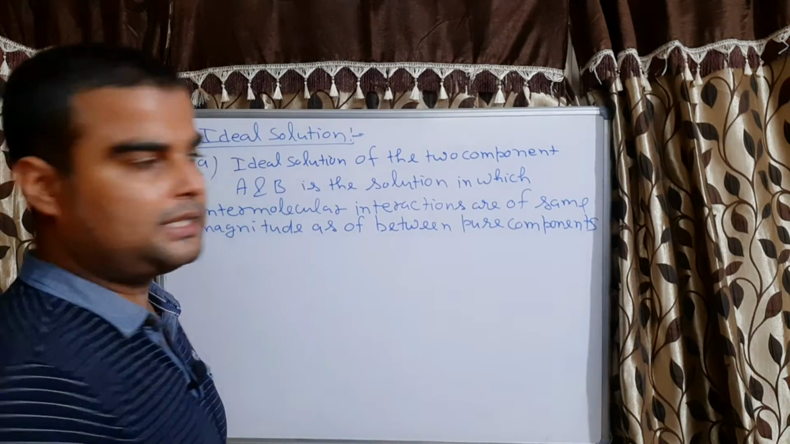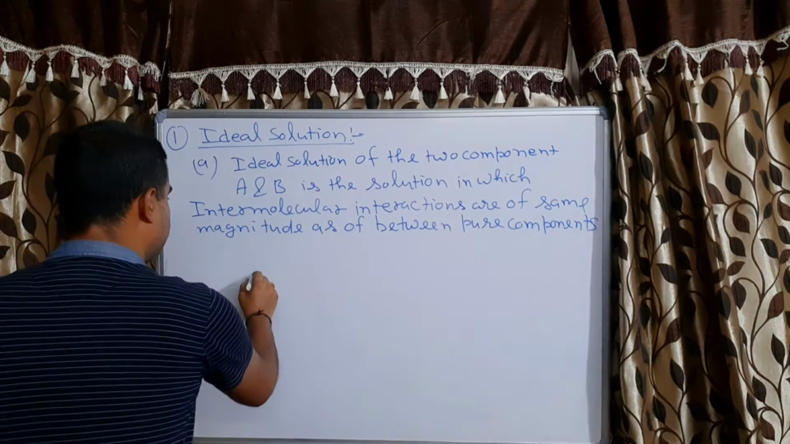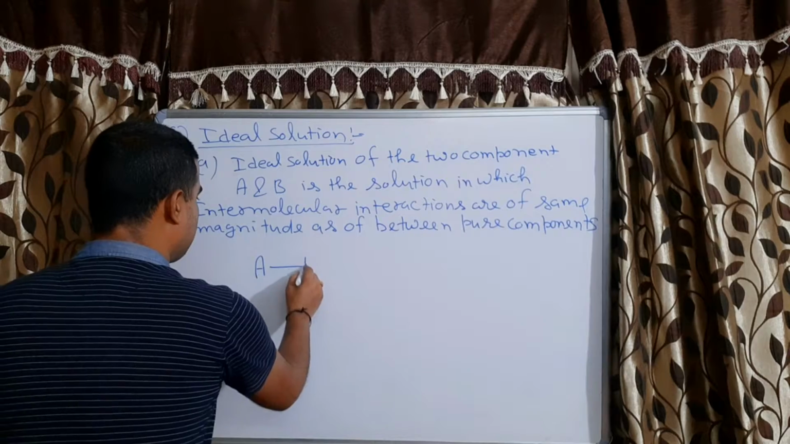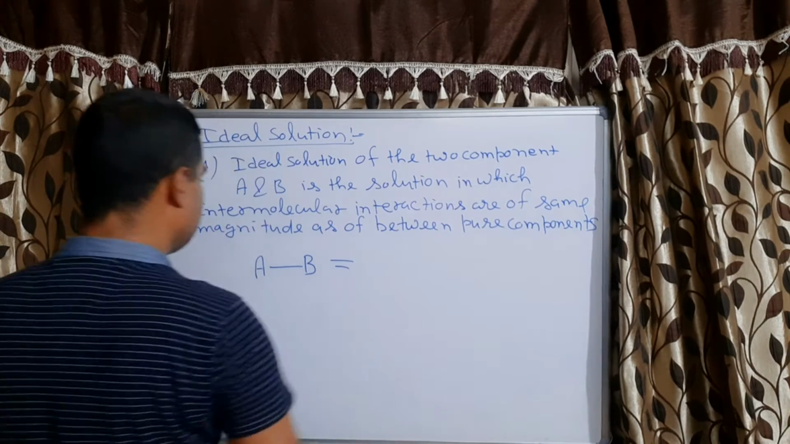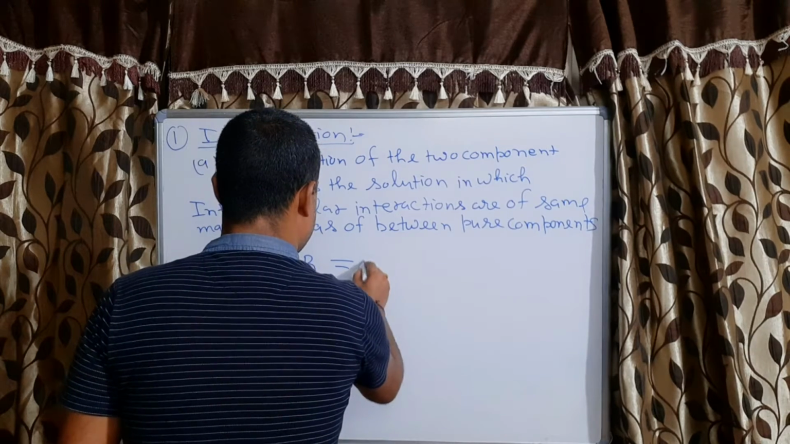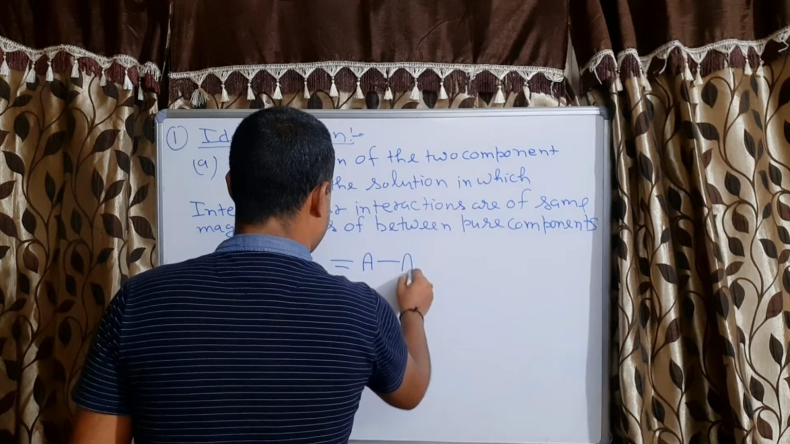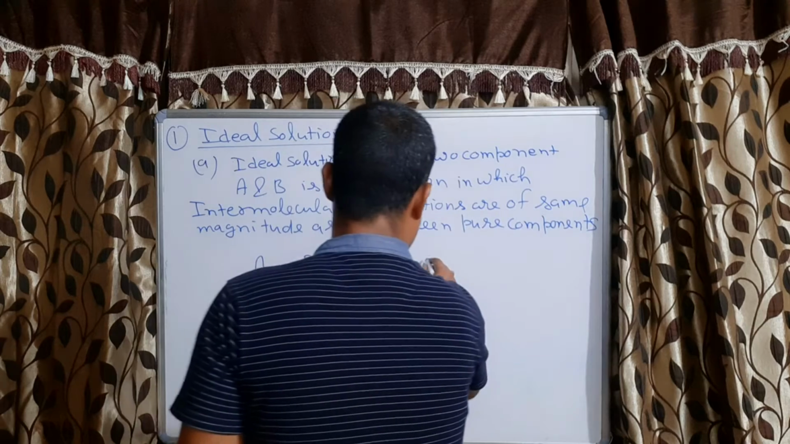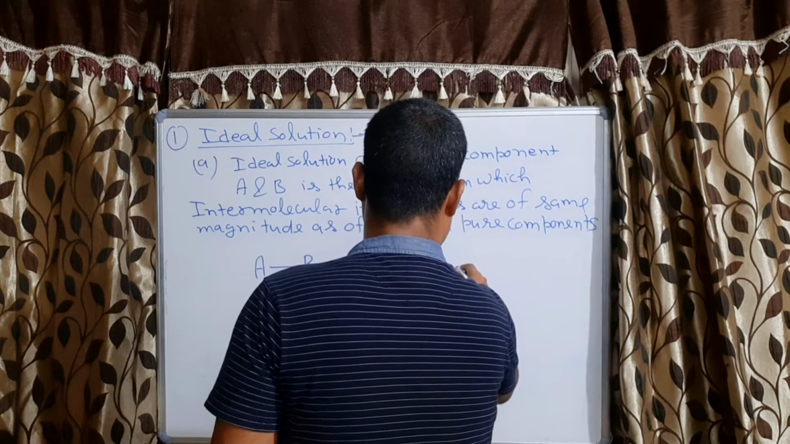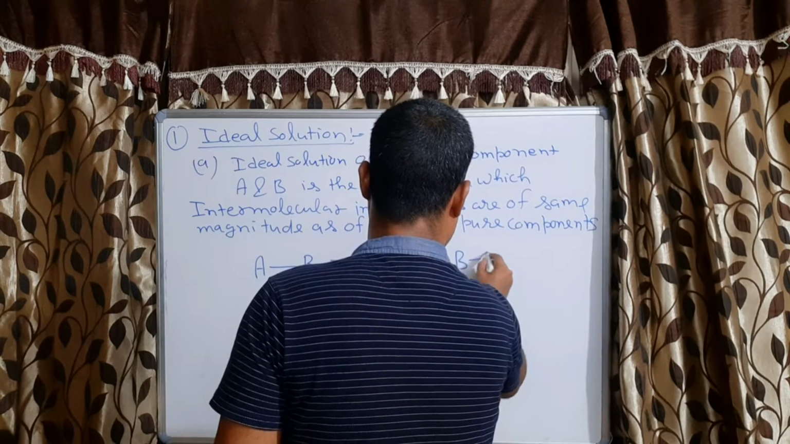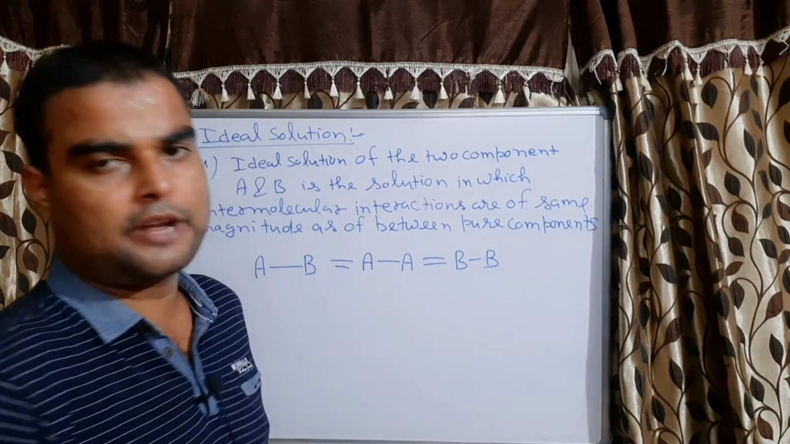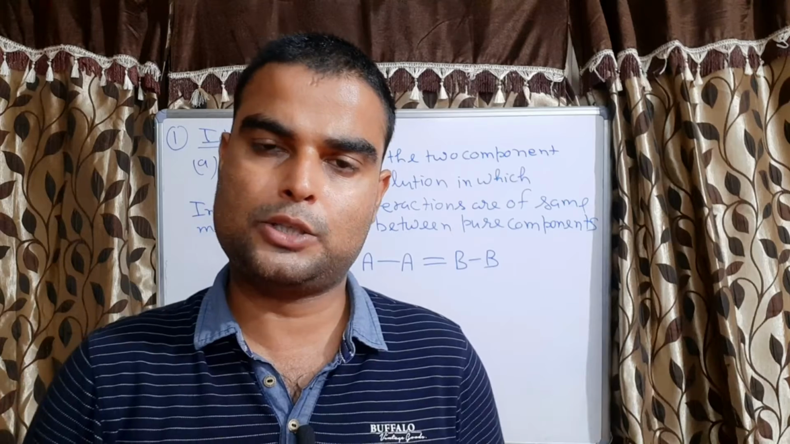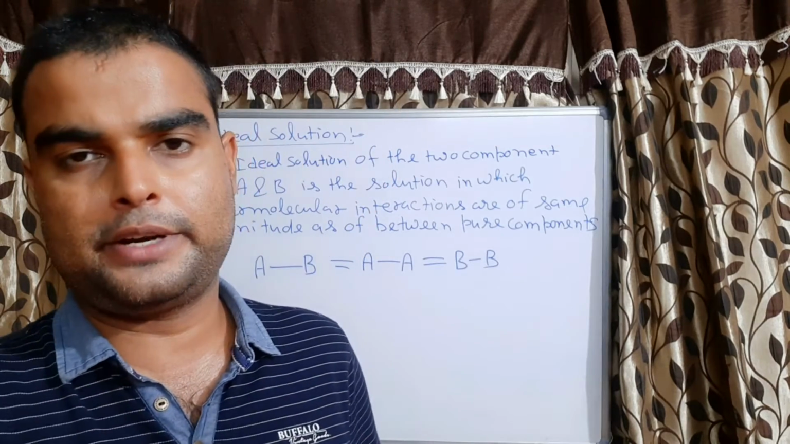What is the meaning of this? The meaning of this is that the magnitude of the interaction between component A and component B is equal to the magnitude of the interaction between A and A, or the magnitude of the interaction between B and B. This is the first definition of the ideal solution. There is one more definition.